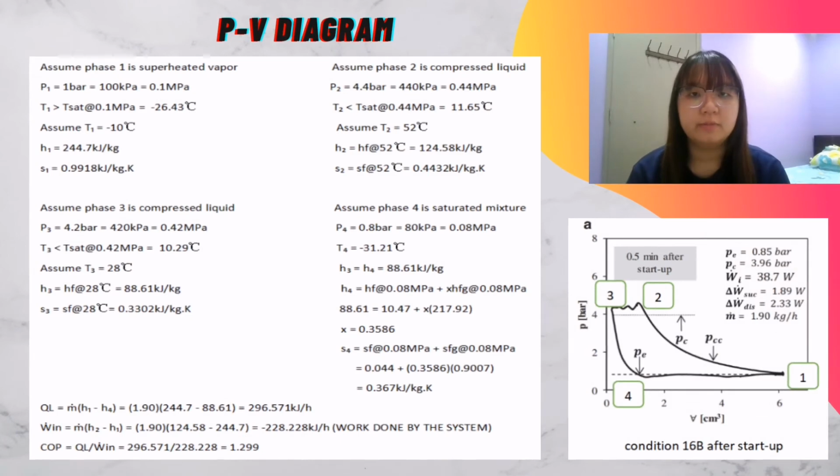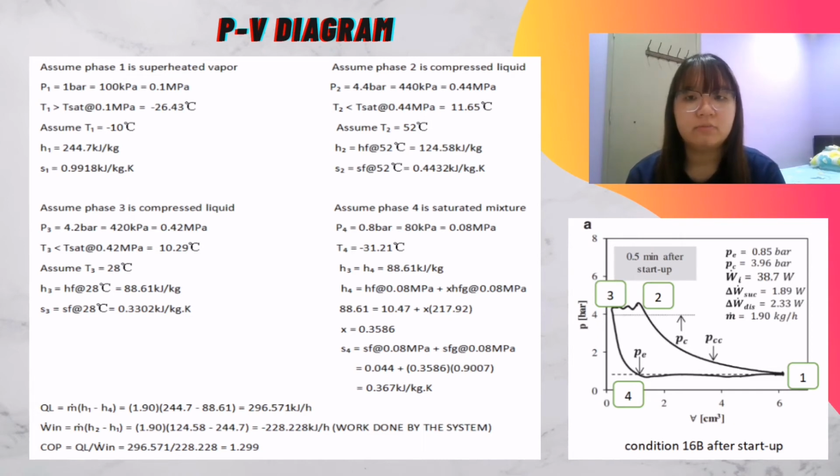Now I will explain the performance calculation of the system. All the temperatures are assumed because the journal does not give the temperature data, and all the data I got refer to the thermodynamic table of saturated R134a. Assume phase 1 is superheated vapor, P1 equal 1 bar equal 0.1 megapascal. T1 is larger than the saturated temperature at 0.1 megapascal, which is negative 26.43 degrees Celsius.